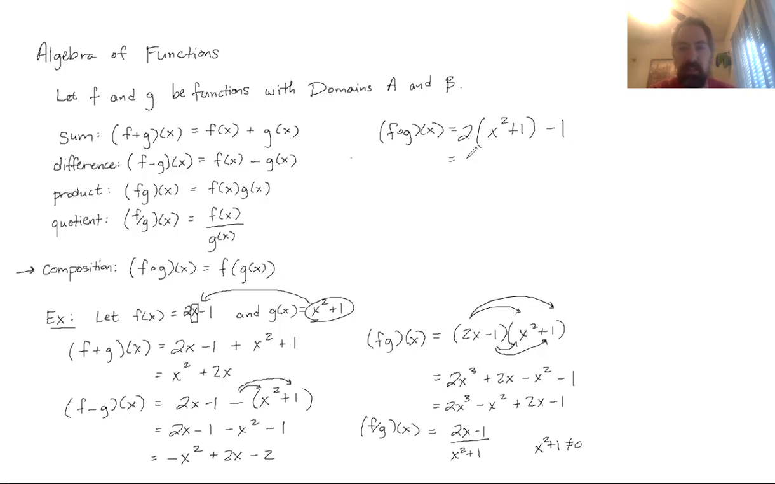And again, simplify if you can, distributing the 2. 2 times x squared is 2x squared. 2 times 1 is 2. And I can combine the like terms 2 and negative 1. That will give us 2x squared plus 1 for f of g.